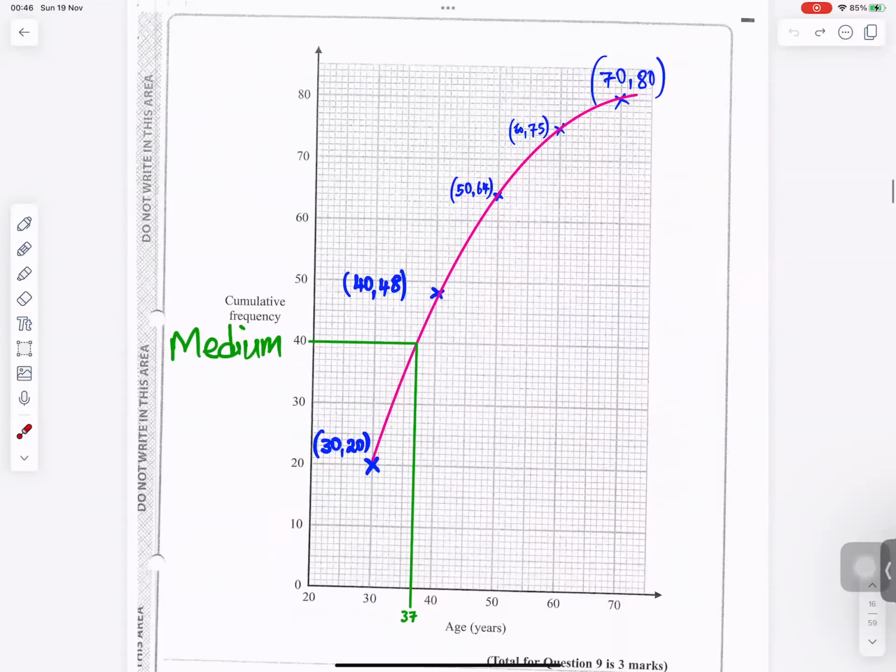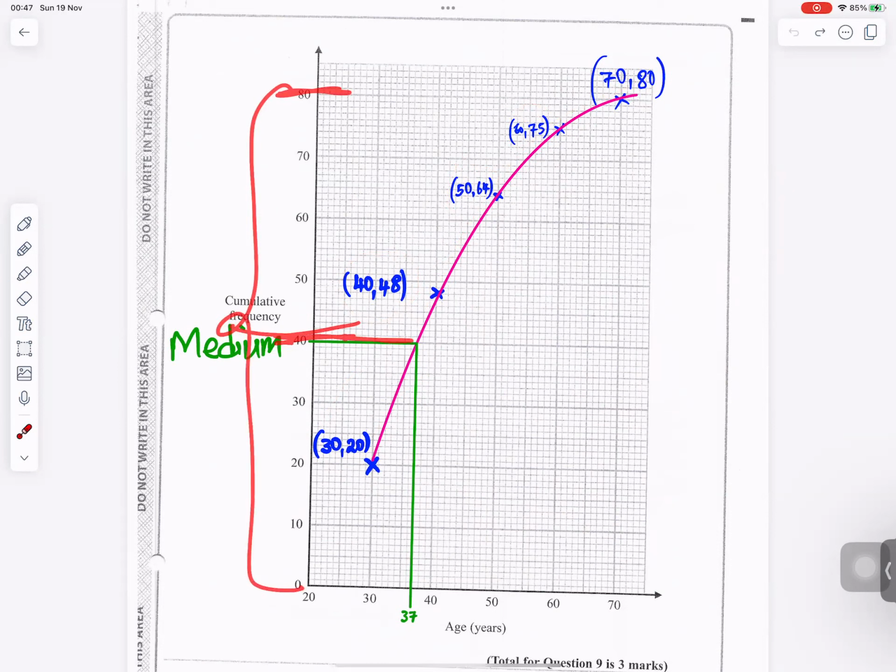So we have 30, 20. And the next point, 40, 48, 50, 64, and so on. And you're drawing it with a smooth curve. The median is in the middle. The highest number is 80. The middle of 80, from 0 to 80, is 40. So you go to 40, you come down, the answer is 37.